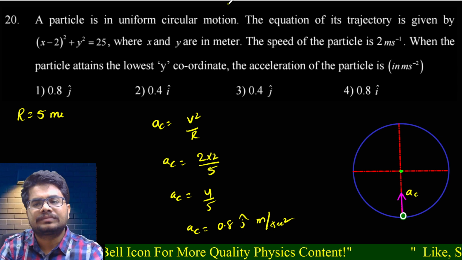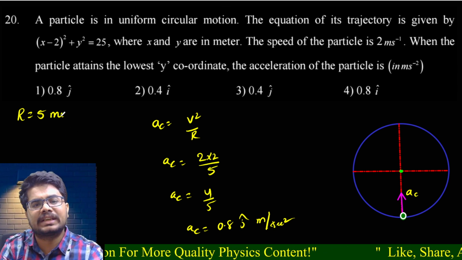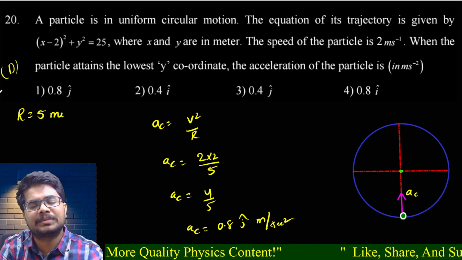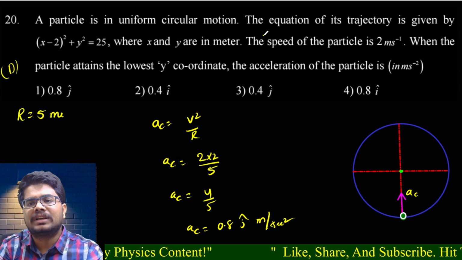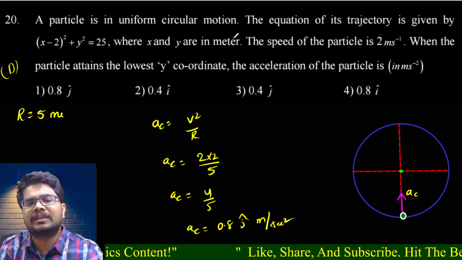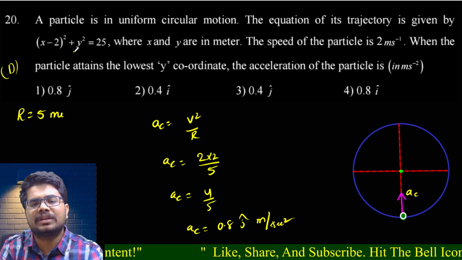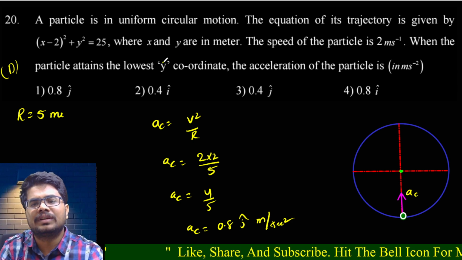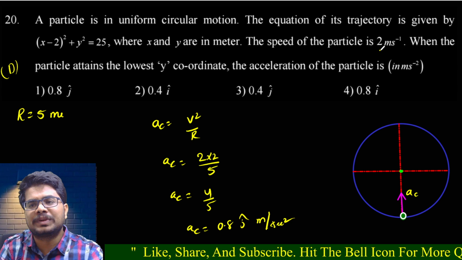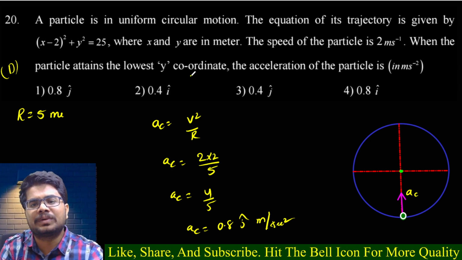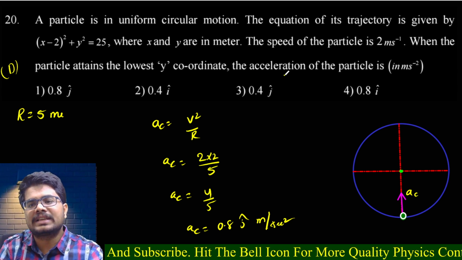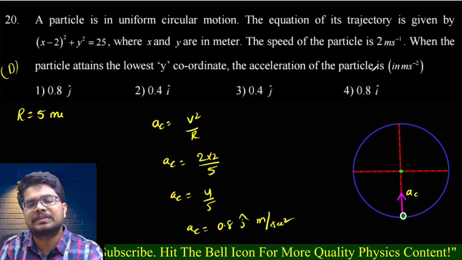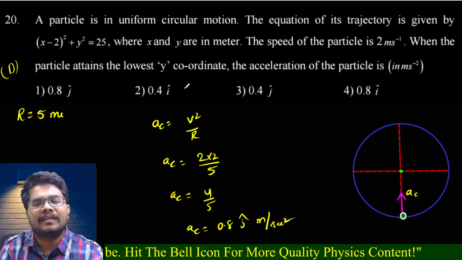Fine. This is a very good question. I can consider this a difficult question again. Some thinking capacity is required. A particle is in uniform circular motion. The equation of trajectory is given by x minus 2 whole square plus y square equal to 25. The speed of the particle is 2 meters per second. When the particle is at the lowest y coordinate, the acceleration of the particle is in meter per second square.